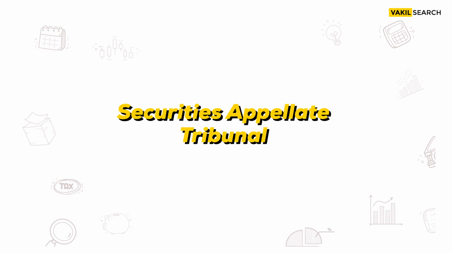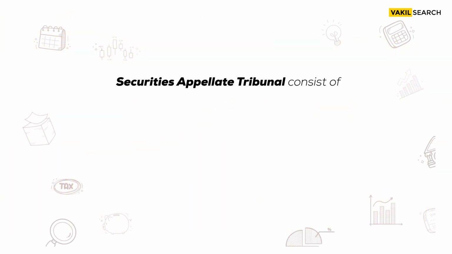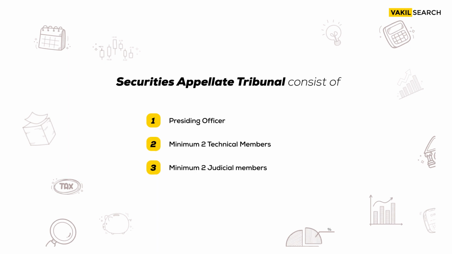Well, we just discussed that SEBI has the power to conduct investigations and levy penalty. What if you are unhappy with the decision of SEBI? What do you do then? Well, the SEBI Act has established the Securities Appellate Tribunal for appeal against orders of SEBI. Now let us take a look at the composition of the Securities Appellate Tribunal. The Securities Appellate Tribunal consists of 1 presiding officer, minimum of 2 technical members, and minimum of 2 judicial members.